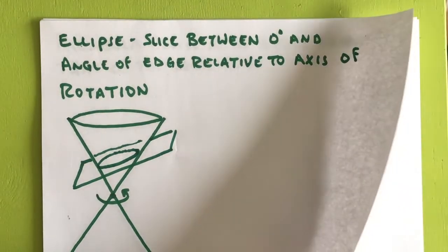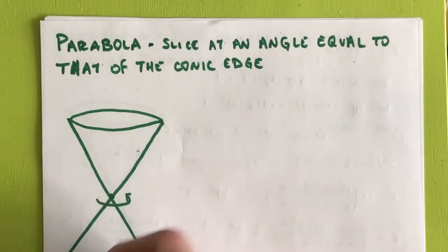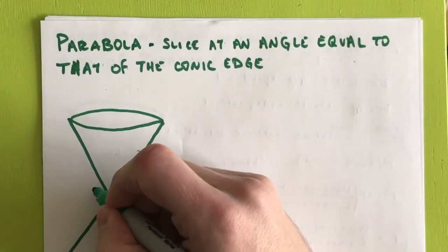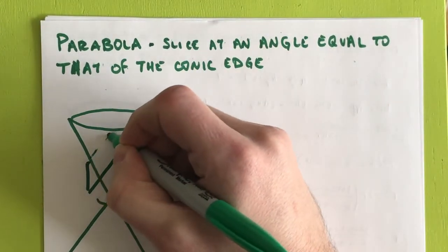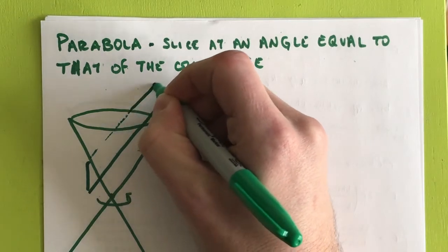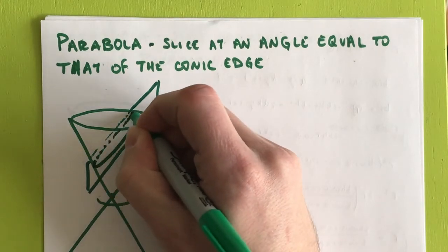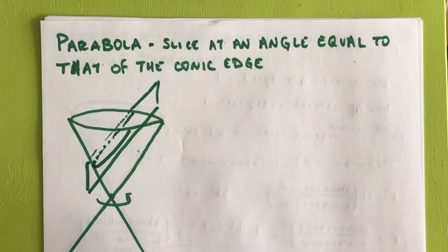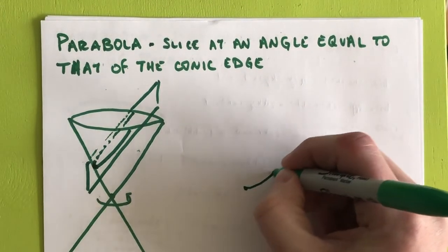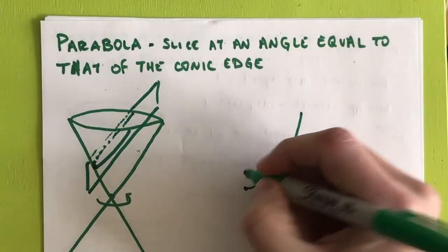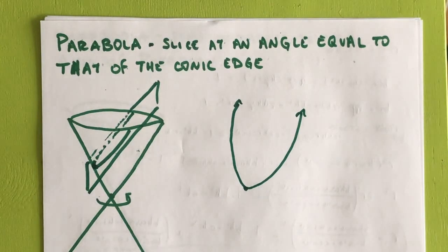Next up, our third conic section. If we slice at an angle equal to the edge of the cone. So we take our plane, slice through there. That intersection is now going to intersect the base of the cone. You can see that we've got this point over here. It's going to come up the side of one portion of the cone, go around, and come up the side of the other cone. We've got a parabola that's formed.